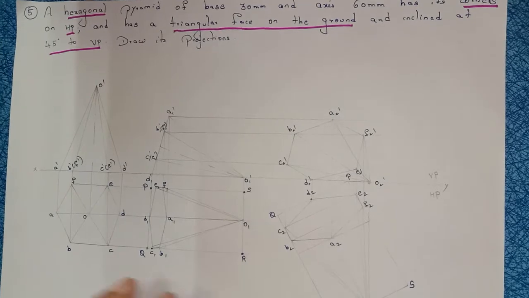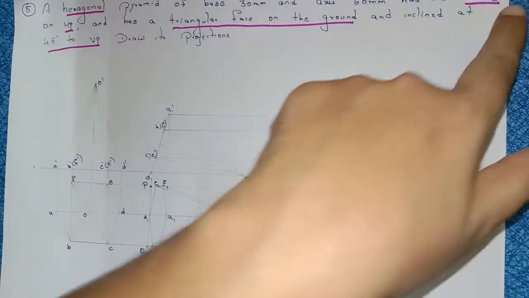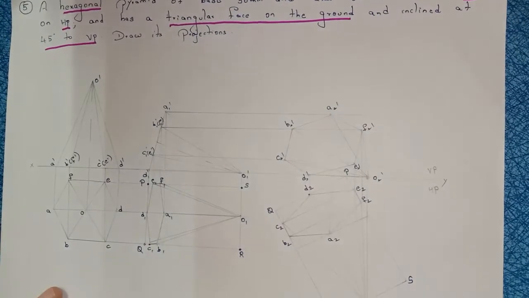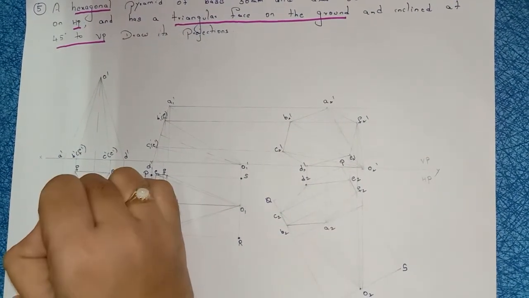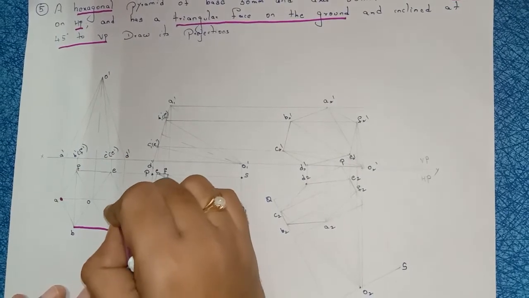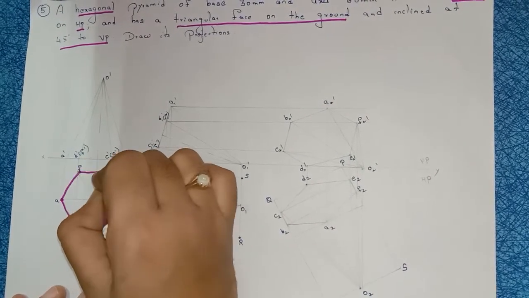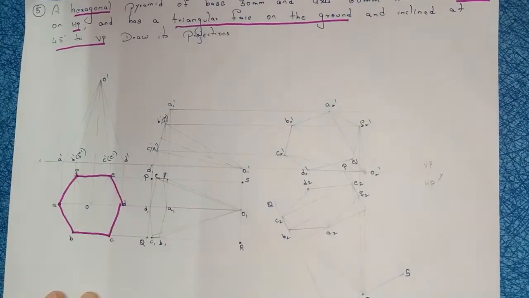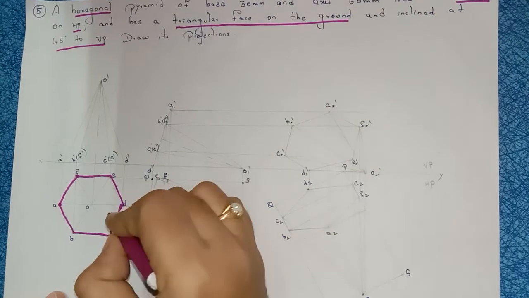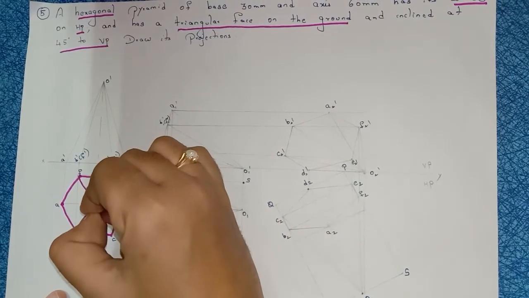So how to start the problem? We know the condition. You have to draw the hexagon corners on HP. So construct the hexagon here, starting with the corner. Hexagon corner on HP. Construct the hexagon and name it as A, B, C, D, E, F. After constructing the hexagon, join all the corners of the hexagon.